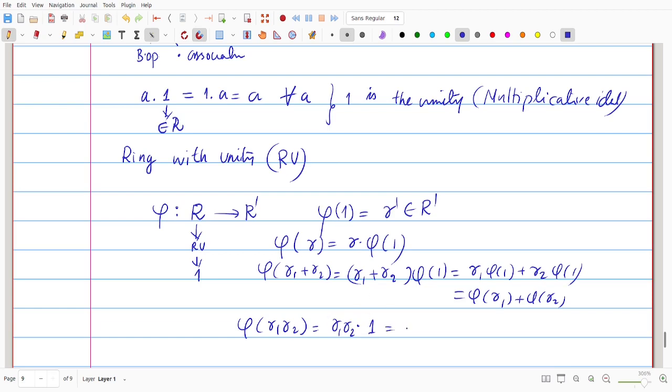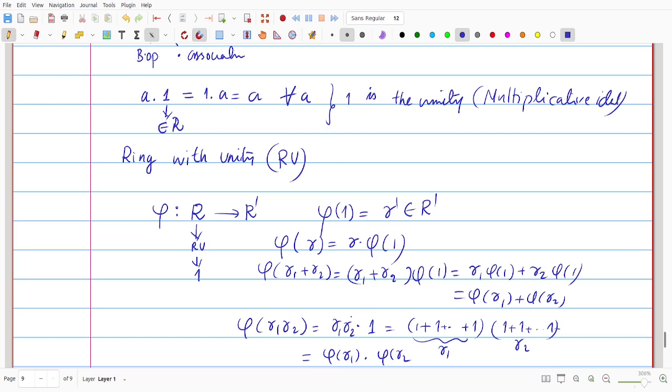R1 R2 times 1 means R1 times, if you operate 1, R1 times first, then operate R2 times. Operate R1 R2 times. Then you can say that R1 R2 times 1 is equal to R1 times 1 into R2 times 1. That is phi of R1 into phi of R2. So R times phi of R equal to R times 1 is always a homomorphism.